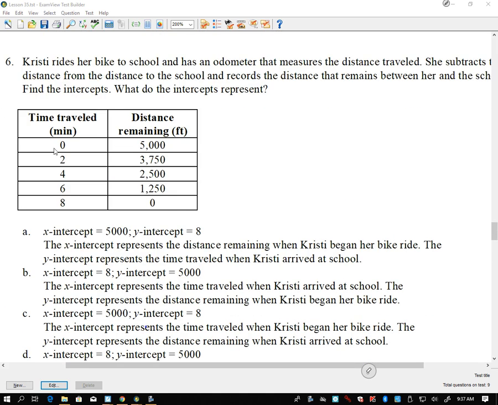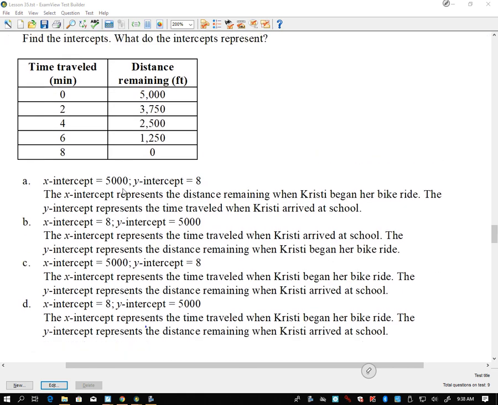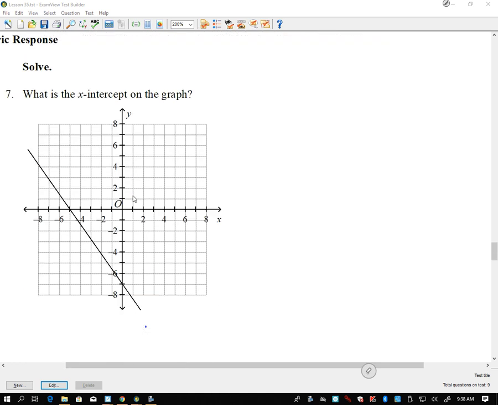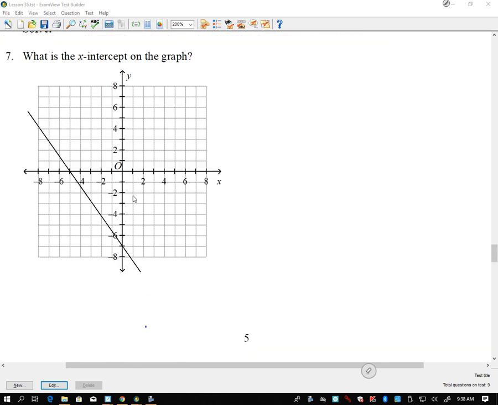The rest of this is giving you x and y values. So if I'm looking at a table of values, this is my y-intercept, 0, 5,000. My x-intercept is at 8. Does that make sense, just looking at it? I'm looking where the other side is 0. Okay? What is the x-intercept on this graph? Anybody know? Caden? What's the x-intercept there? -5. Very good.